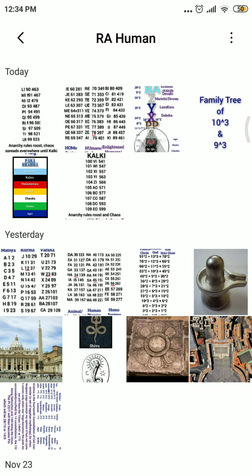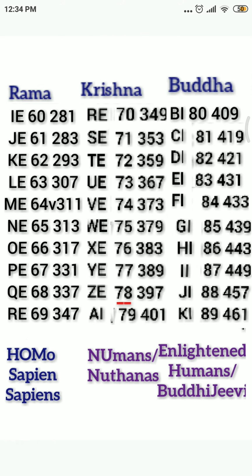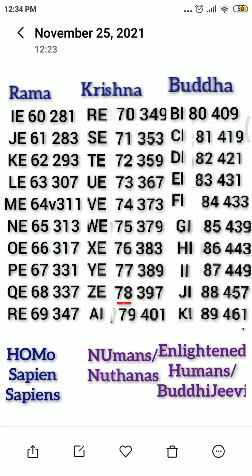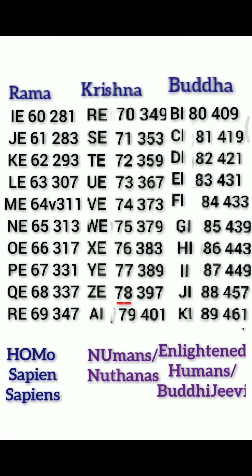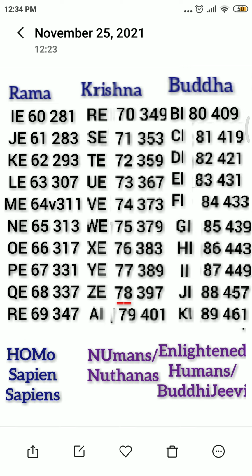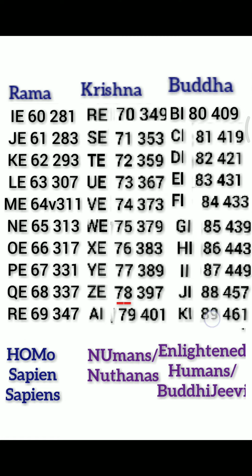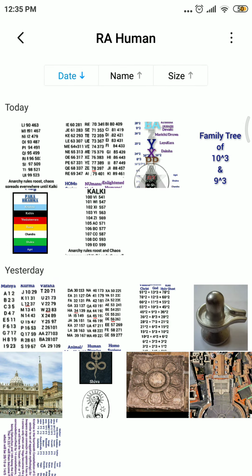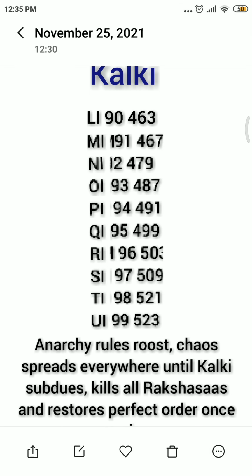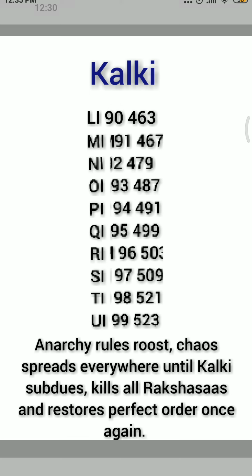I think I have prepared today. So Rama Avatara starts with 60 and ends with 69. Krishna Avatara starts with 70, ends with 79. Buddha Avatara rather, starts with 80 and ends with 89. And of course, I forgot to add the Kalki Avatara yesterday. It starts with 90 and ends with 99.